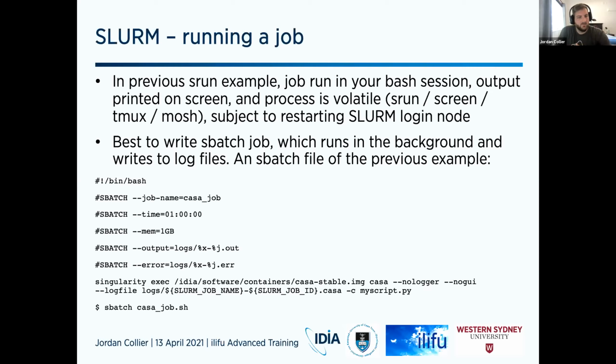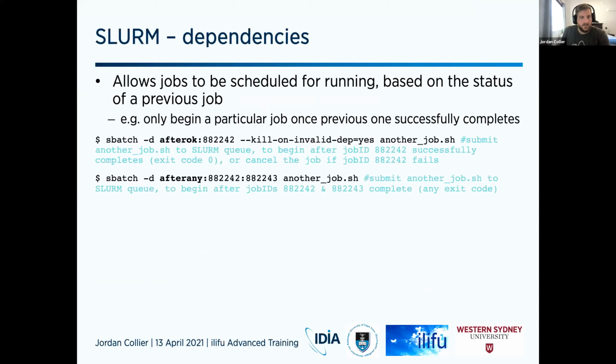So what's actually best is to write an sbatch job. It runs in the background, it writes the log files that you can later access and read, rather than trying to find it in your terminal screen output. And then this runs on the compute node and is not subject to restarting the login node. And so here's the same example as before, but packed into an sbatch job and then run for an hour, which is perhaps a bit more typical for these routines. And then I run that via sbatch and then the name of the sbatch file.